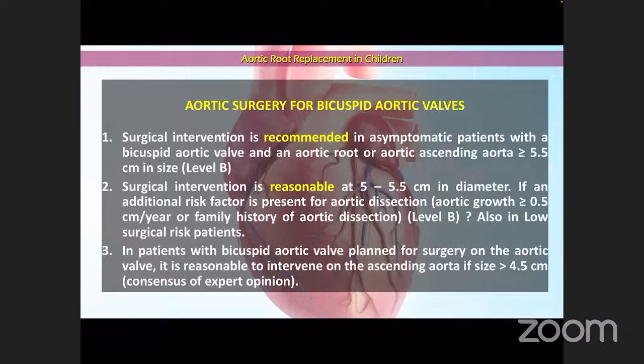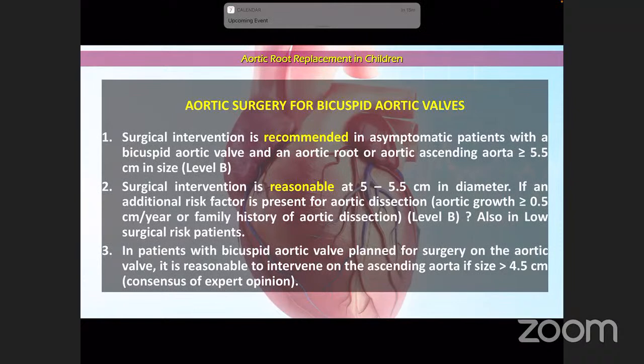In patients with bicuspid aortic valve, I think there has been an adjustment of the guidelines, and these are the most recent guidelines published by the American College of Cardiology. They mention that surgical intervention is recommended in asymptomatic, notice asymptomatic, patients with bicuspid aortic valve and aortic root or ascending aorta of more than 5.5 centimeters, irrespective of the need for surgery for the aortic valve. So if you have a patient with a bicuspid aortic valve who has an ascending aortic aneurysm of more than 5.5 centimeters, then that patient will go for surgery even if his valve is functioning well and does not need intervention.